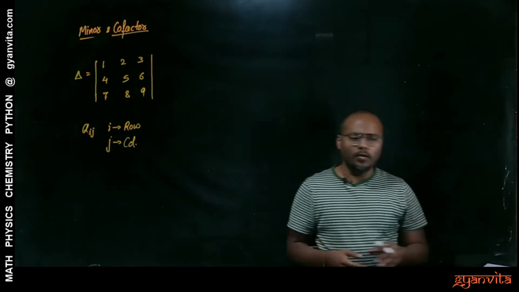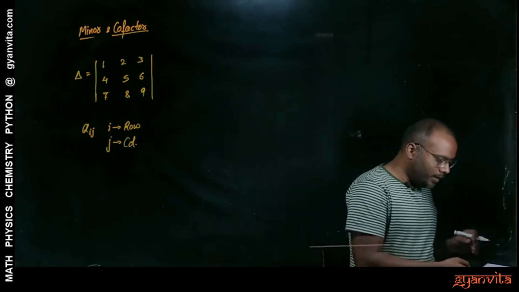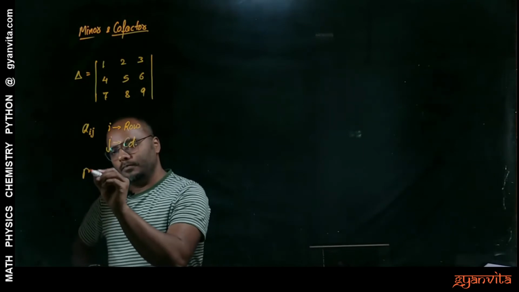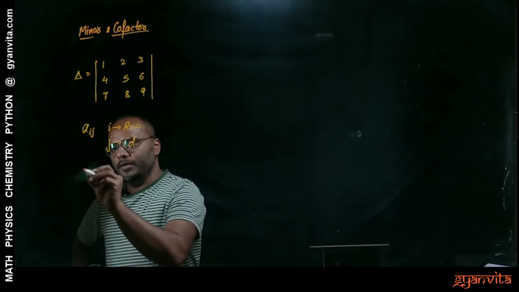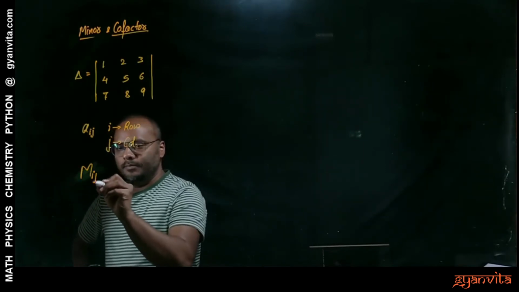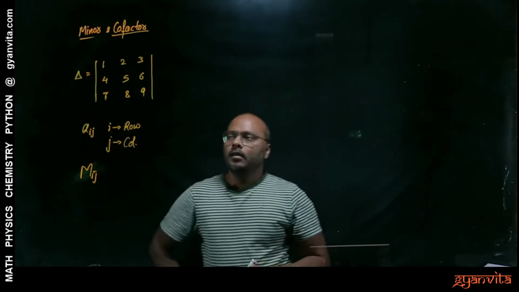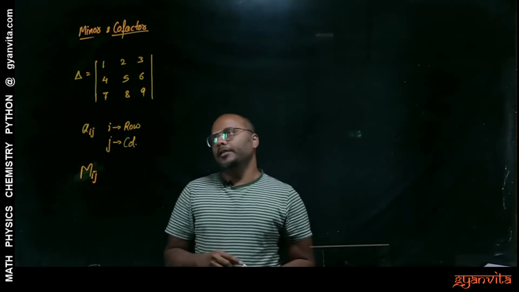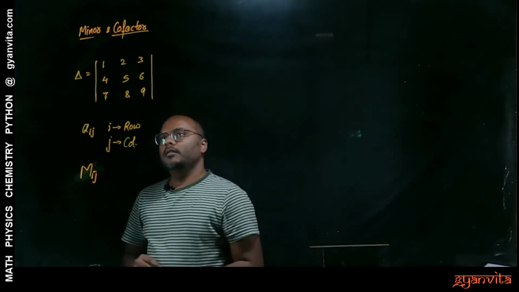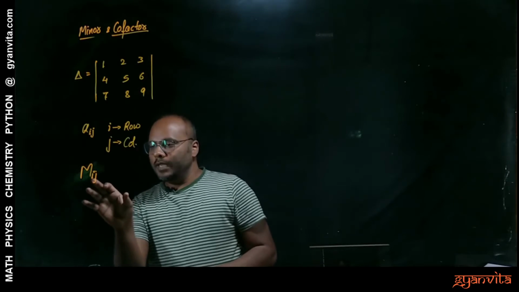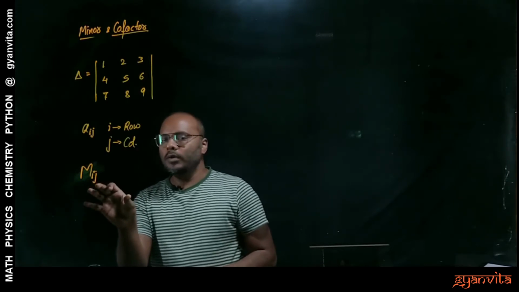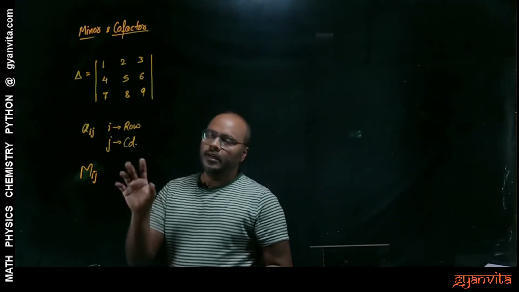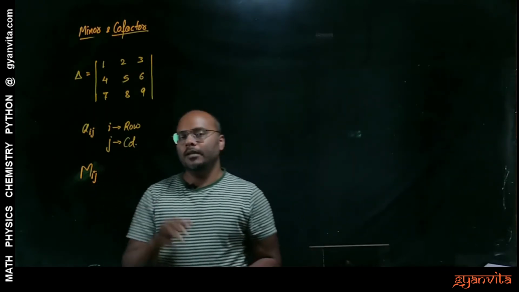Now what is a minor? A minor is represented as M_ij. That means for every element a_ij you can find M_ij. For that particular ith row and jth column, you remove them, and whatever is left, the determinant of that is M_ij.